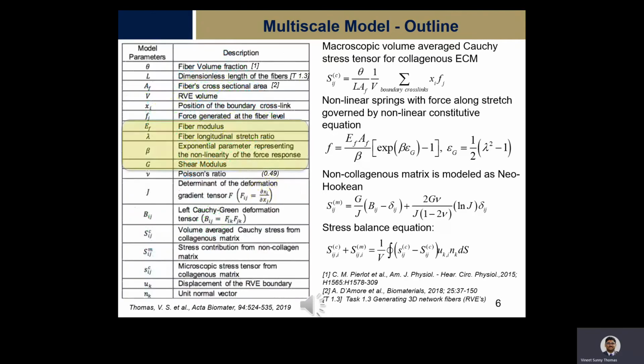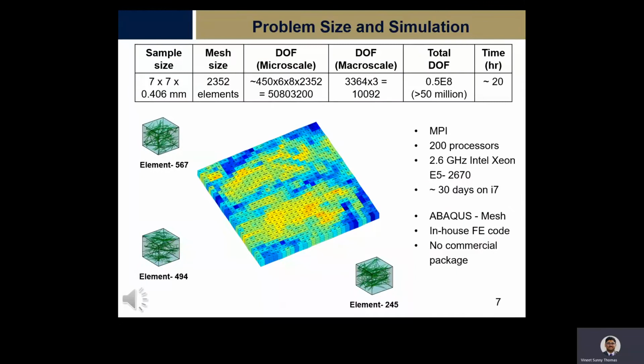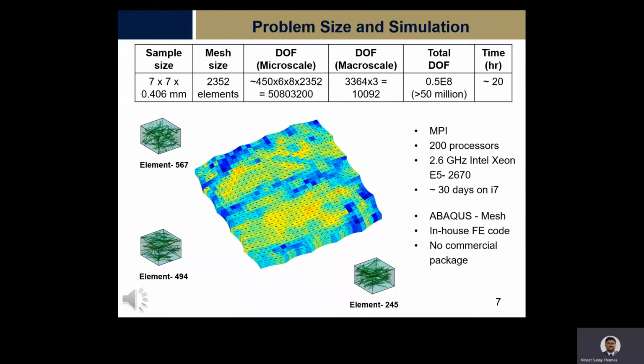Here, the highlighted four parameters, that is the fiber modulus, the stretch ratio, the parameter that controls nonlinearity of the response, and the shear modulus, were used to fit our multiscale model to the experimental data. We simulated biaxial tension test, and as you can see here, our model is able to predict the overall macroscale deformation, including changes in the microstructure.